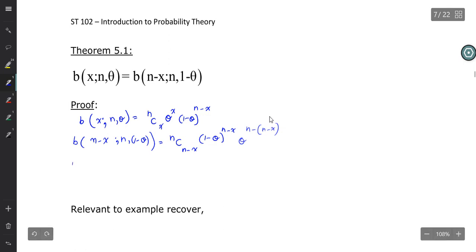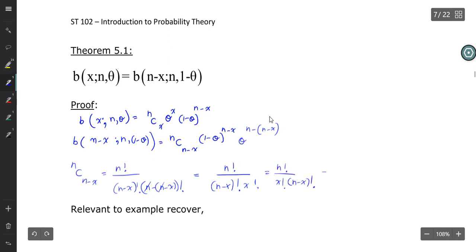Now let's see what n choose n minus x is. That will be n factorial over n minus x factorial times n minus (n minus x) factorial. If you simplify this, you will see that this is n factorial over n minus x factorial times x factorial, and the negative and negative cancel out. So this is the same as n choose x. So you see that n choose n minus x is the same as n choose x.